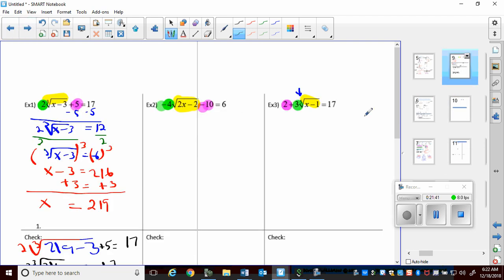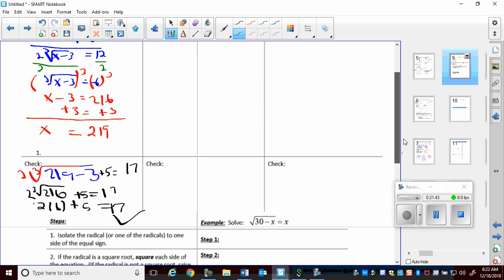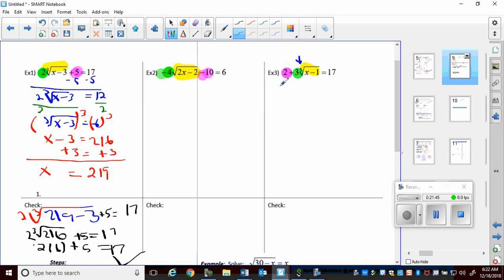Okay, so what about when there are 2 additional variables? Actually, let me do example 3 with you. So example 3, same stuff. So subtract 2 on both sides. I just won't check the work. You will just have to do that. And I get 3 times the fifth root of x minus 1 equals 15.